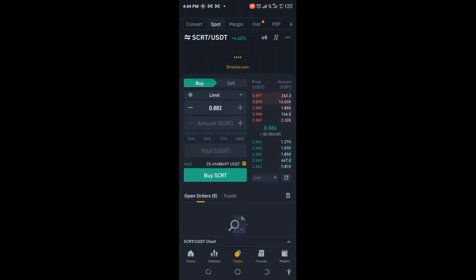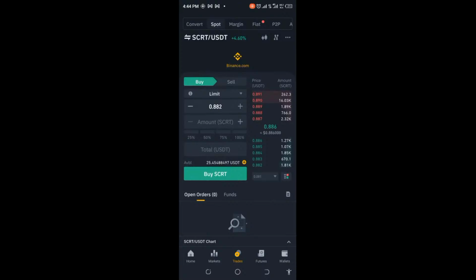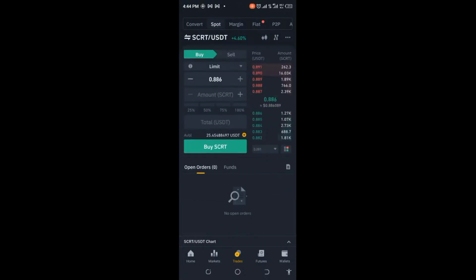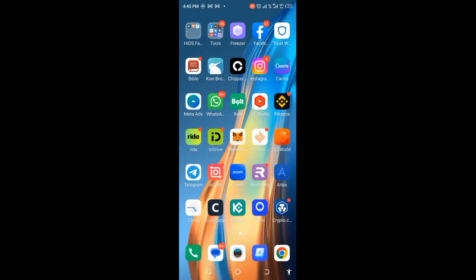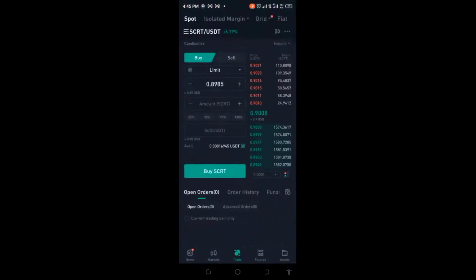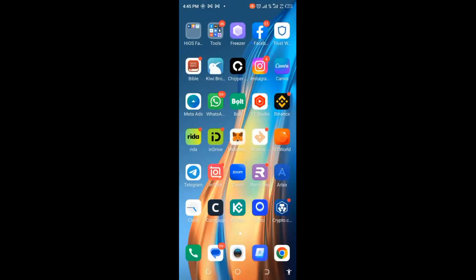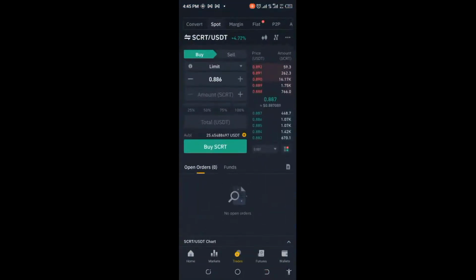USDT. So you can see here currently the price is 0.886, and on KuCoin it is 0.9. So there is a difference, so we need to be really fast. Okay, so the first thing we're going to do here is purchase this.